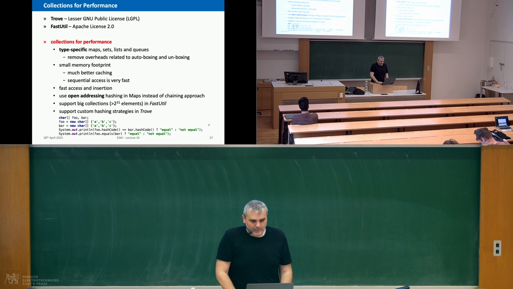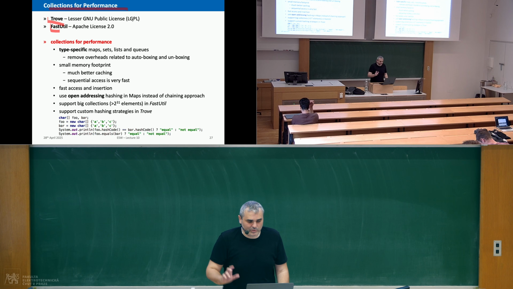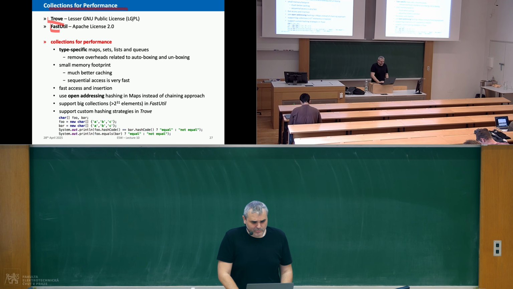So what you can do to work efficiently with such data structures, where you usually put the primitives, is use collections for performance. I just mentioned 2 frameworks here, but there exist for sure many more. One of them is Trove, and the other is FastUtil. This goes from Apache. This is the Lesser GNU public license. So depending on your use case, you should consider which one you are going to use. But it is allowed even for commercial purposes to use, for example, Trove usually. And these collections try to avoid that inefficiency of memory representation by using type-specific maps, sets, lists, and queues.